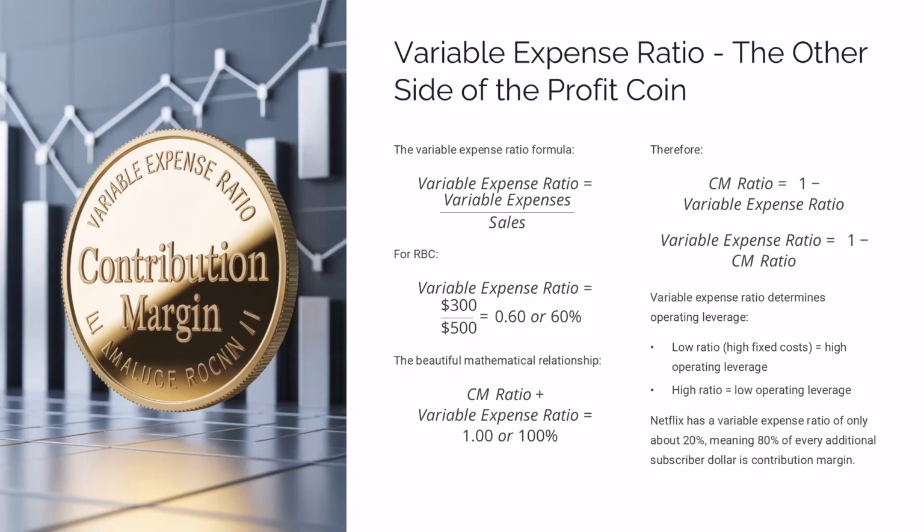The fascinating historical context here is that Henry Ford revolutionized manufacturing by reducing the variable expense ratio of car production from 90% to 60% through assembly line efficiency, which allowed him to cut prices by 70% while still making money, literally creating the American middle class by making cars affordable to average workers.